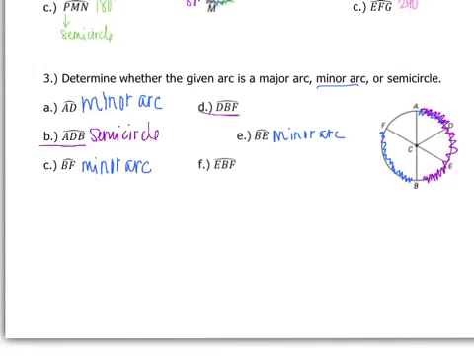All right. For D, we have arc DBF. Is that a major arc or a semicircle? Major arc. It's bigger than 180 degrees. And finally, arc EBF. Major arc or semicircle? Look at it again. EBF, going from E to B to F. That is a semicircle.